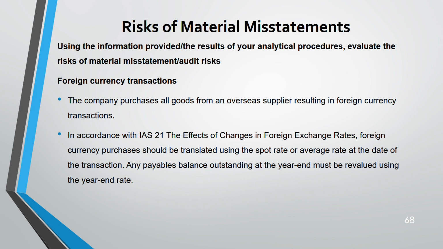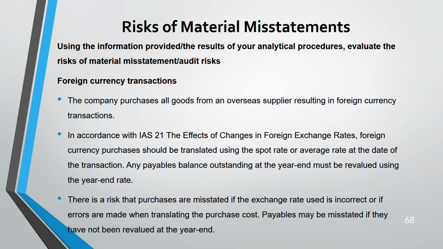Because it's a purchase, it's an income statement item. You can use either average rate or spot rate, the date when the purchase has taken place. And any payable has to be revalued at the year end. So what happens? What is overstated here? Remember, if this error is not corrected, what happens? Purchase will be misstated as well as payable if payables are not revalued at the year end.